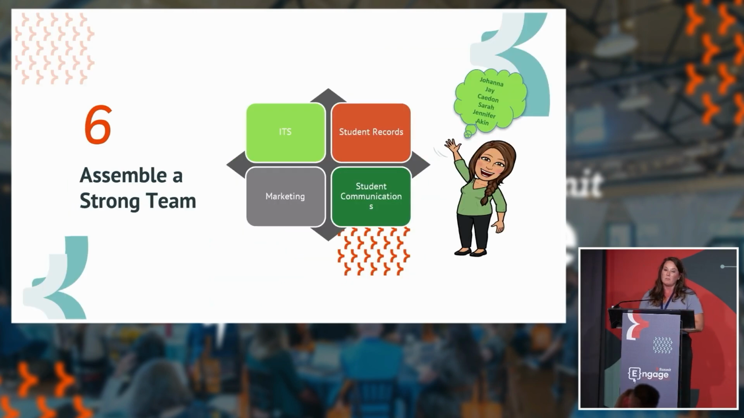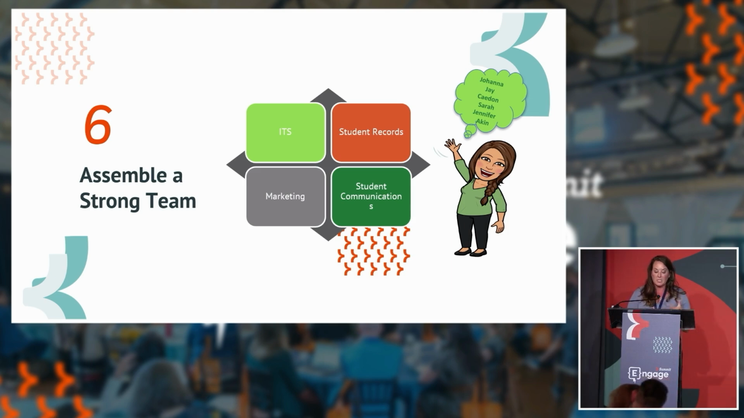Number 6, your team. This is huge. A lot of my teammates are here today. Thank you. Make sure you have all the SMEs on your team that are going to be using this system the most. For us, knowing that we wanted to take applicants all the way through the system, we needed to have our student records on our team. We needed to have our ITS on the team. We needed to have marketing. So make sure you have identified your key team members that should be a part of that.